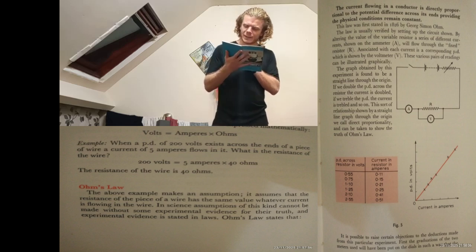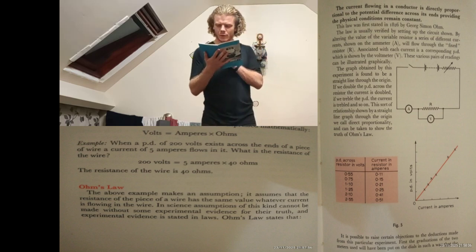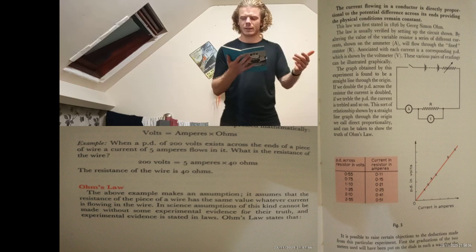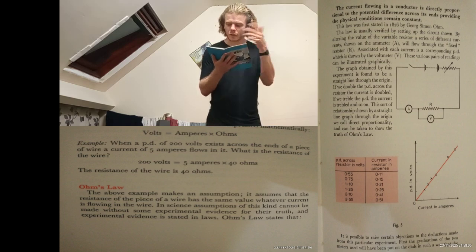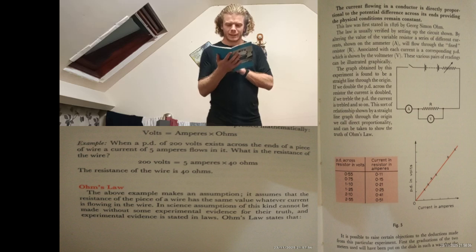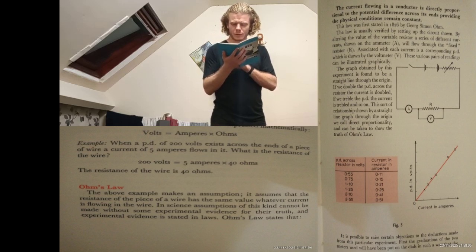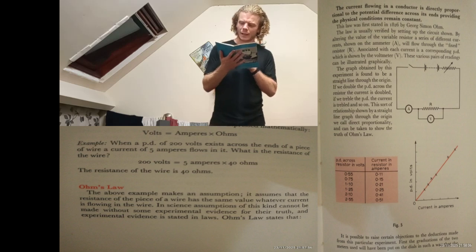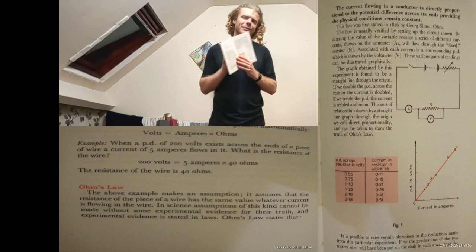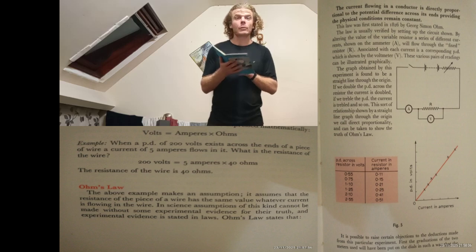The graph obtained by this experiment is found to be a straight line through the origin. If we double the potential difference across the resistor, the current is doubled. If we treble the potential difference, I think I heard it 100 times, but I couldn't associate it with anything. This sort of relationship shown by a straight line graph through the origin we call direct proportionality and can be taken to show the truth of Ohm's law. We're just talking about that it is proportional, that Ohm's law is true. But it's a good way to explain it again.